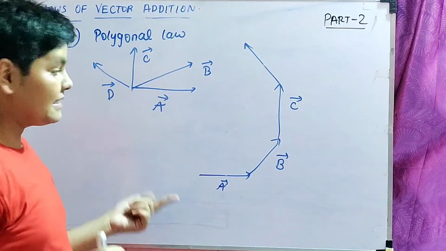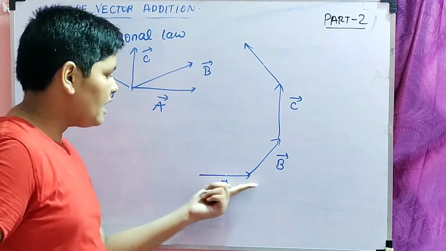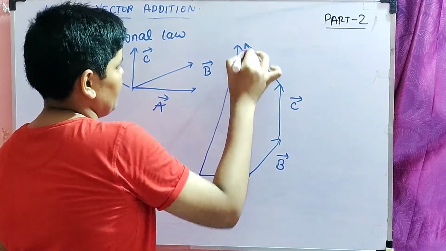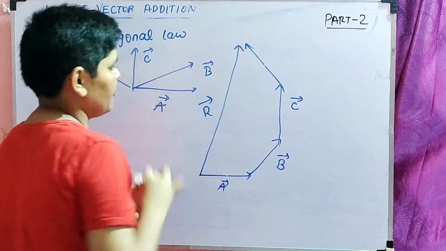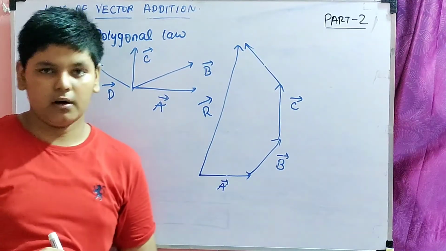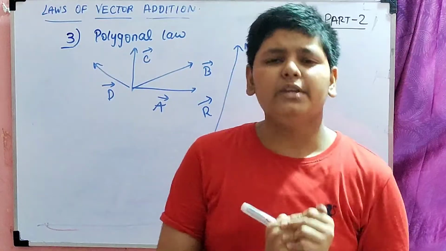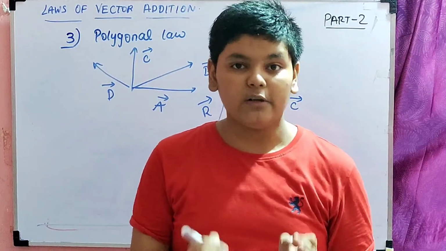You take the resultant the same as in the triangular law. All are going in the same manner, but the last one you have to take in the opposite manner. So this will be the R bar. That is it. This is only the polygonal law. There is no formula in polygonal law and triangular law. Only the main and most important one is the parallelogram law.